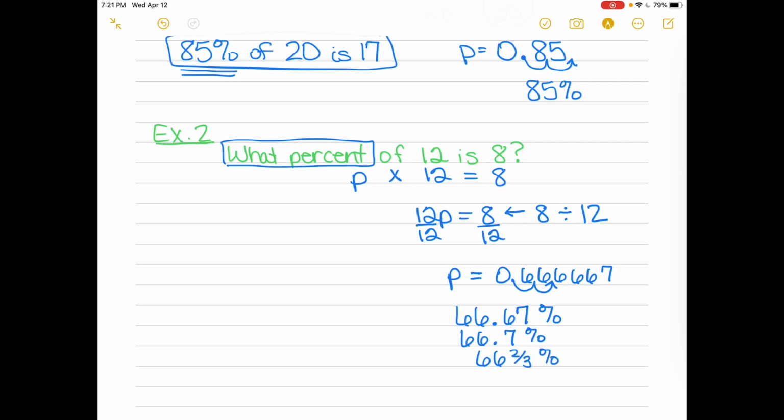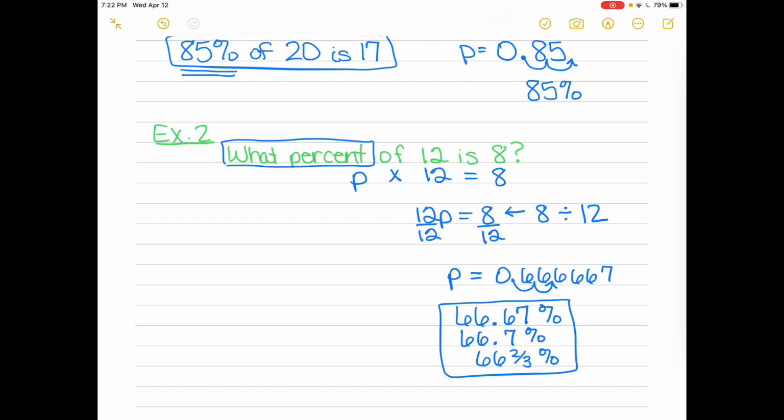So any of these I would accept as an answer. The book is going to give you the last one as an answer because that's the most precise, but you do not need to do that for me. For my class, you can just leave it as 66.7 or 66.67. Okay, and that is percent. So any of these are my answer to example 2.